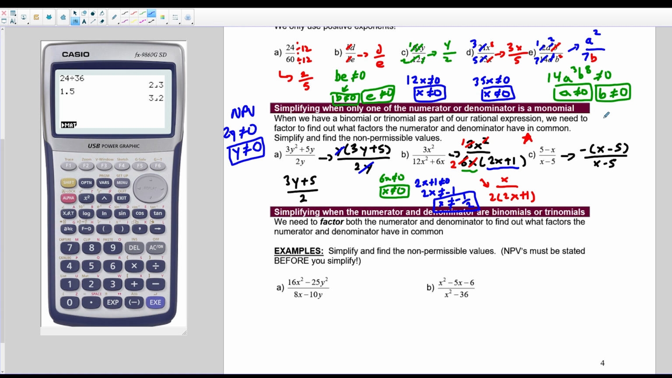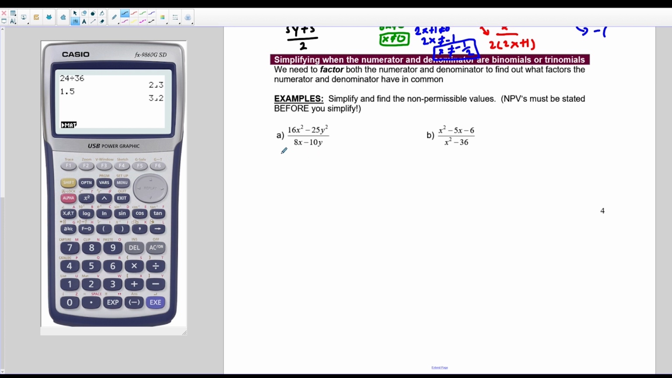Before you move any further, we can look at our NPV. So we have x minus 5 cannot equal 0. Well, let's add 5 to both sides. So we get x cannot equal positive 5 as our NPV. Once we get to this stage, we can go ahead and get rid of our common factors. So we have an x minus 5 on top, x minus 5 on the bottom, and we are simply left with negative 1 as our simplified form.